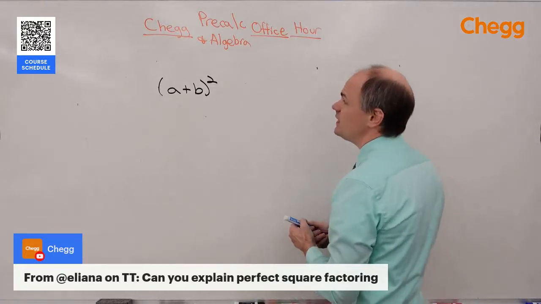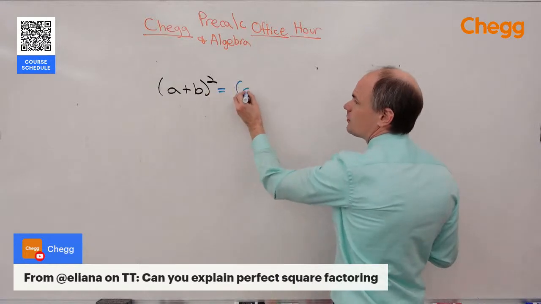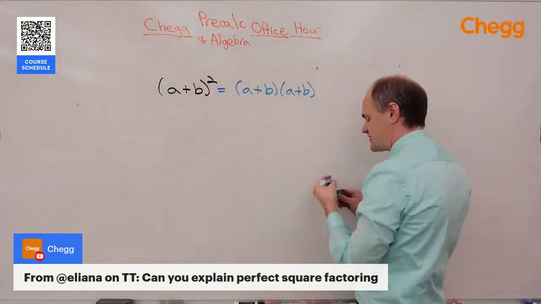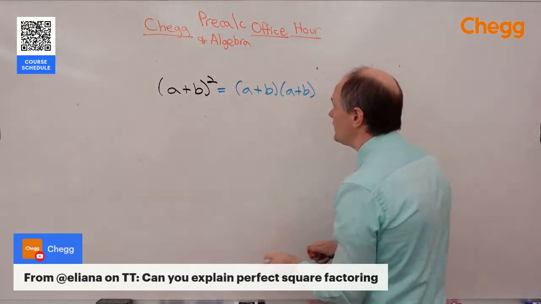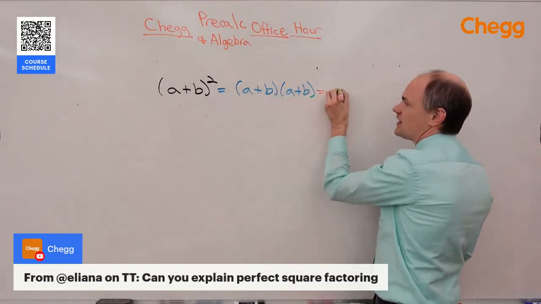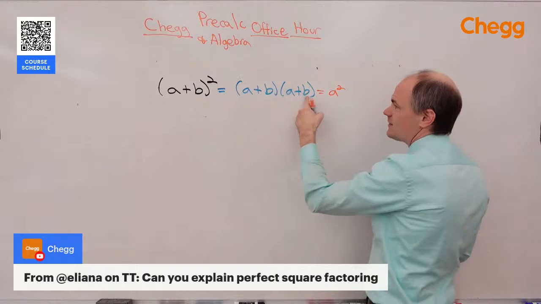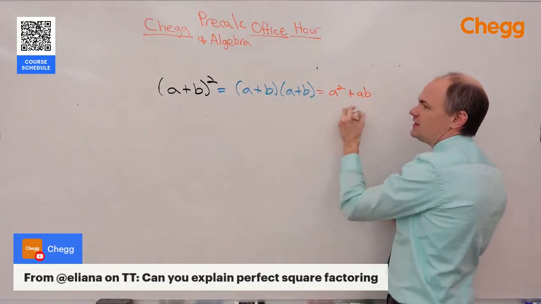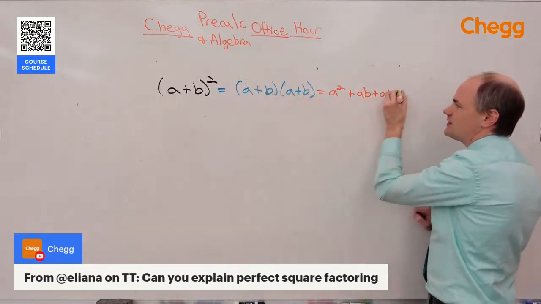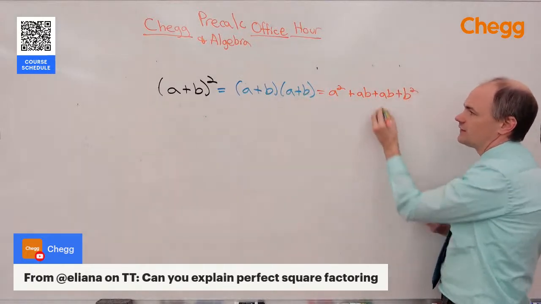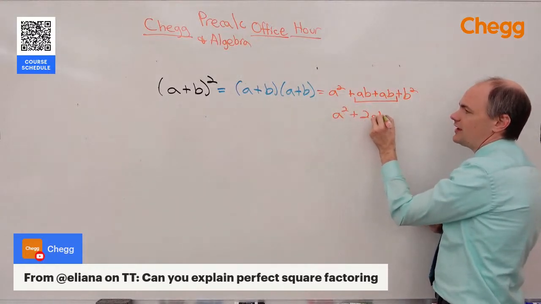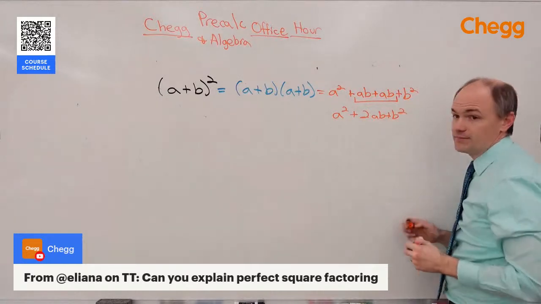So squaring something, what that means is we're going to multiply it by itself, right? Anything squared is that times itself. And we know that we can multiply this out by taking a times a. That's going to give us the a squared. A times b is going to give us an ab. B times a gives us an ab. And b times b gives us a b squared. If I combine the like terms in the middle, we get a squared plus 2ab plus b squared.